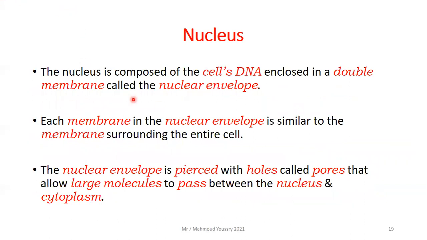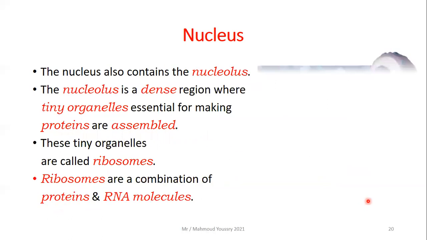Let's see. The nucleus is composed of the cell's DNA enclosed in a double membrane called the nuclear envelope. Each membrane in the nuclear envelope is similar to the membrane surrounding the entire cell. The nuclear envelope is pierced with holes called pores that allow large molecules to pass between the nucleus and the cytoplasm.